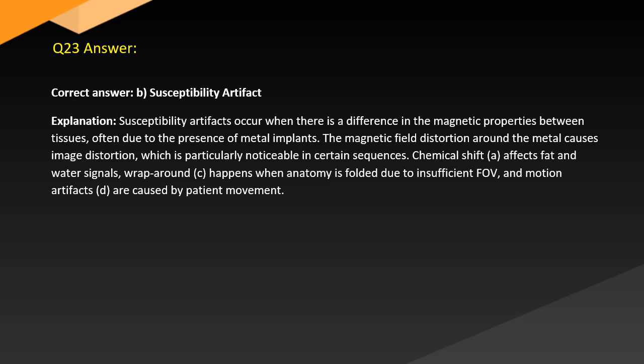Answer. Correct answer, B. Susceptibility artifact. Explanation. Susceptibility artifacts occur when there is a difference in the magnetic properties between tissues, often due to the presence of metal implants. The magnetic field distortion around the metal causes image distortion, which is particularly noticeable in certain sequences. Chemical shift, A, affects fat and water signals. Wraparound, C, happens when anatomy is folded due to insufficient FOV. Motion artifacts, D, are caused by patient movement.